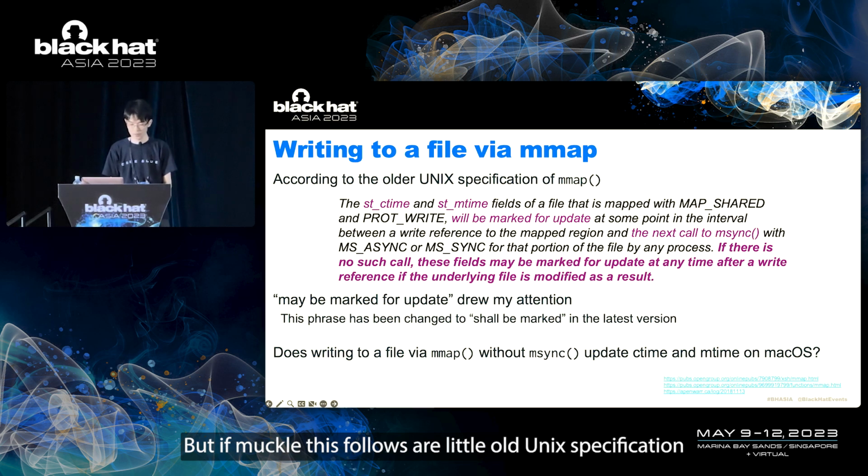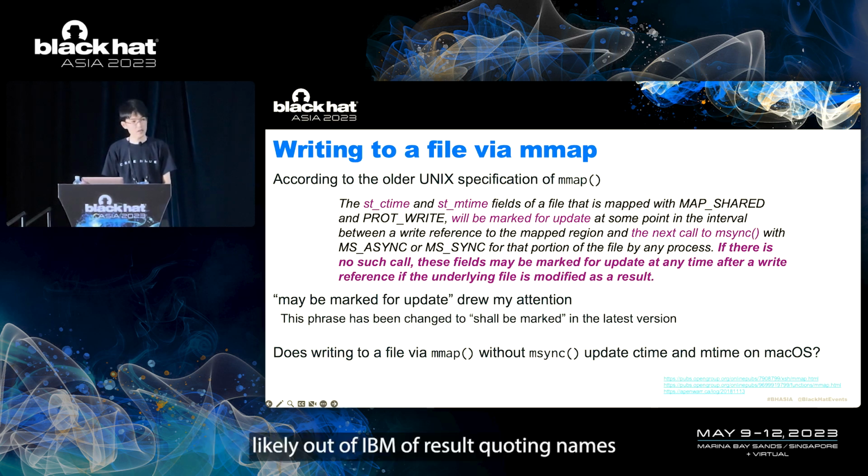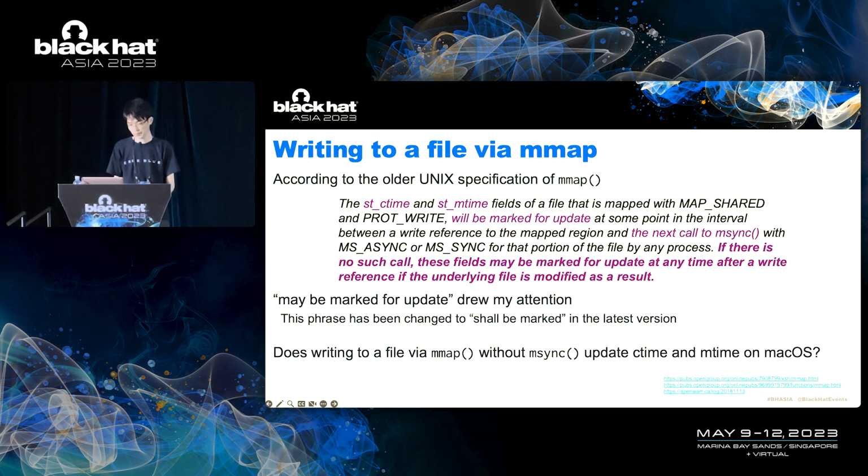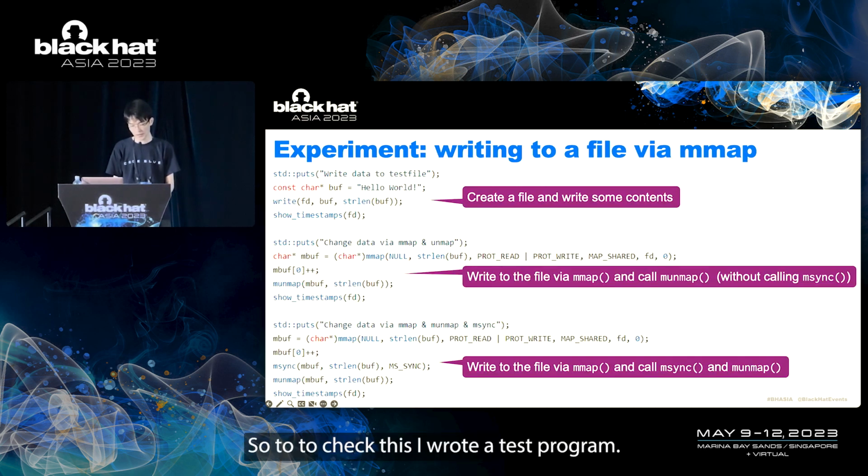But if macOS follows a little older Unix specification, writing to a file via mmap without calling msync might not update C time and M time. So to check this, I wrote a test program. This program opens a file and maps it onto the memory. Then it modifies the file contents in two ways and shows timestamps. One way is that it modifies the file contents via mmap and calls munmap. The second way is that it modifies the file contents via mmap and calls msync and munmap. The only difference is the call to msync.